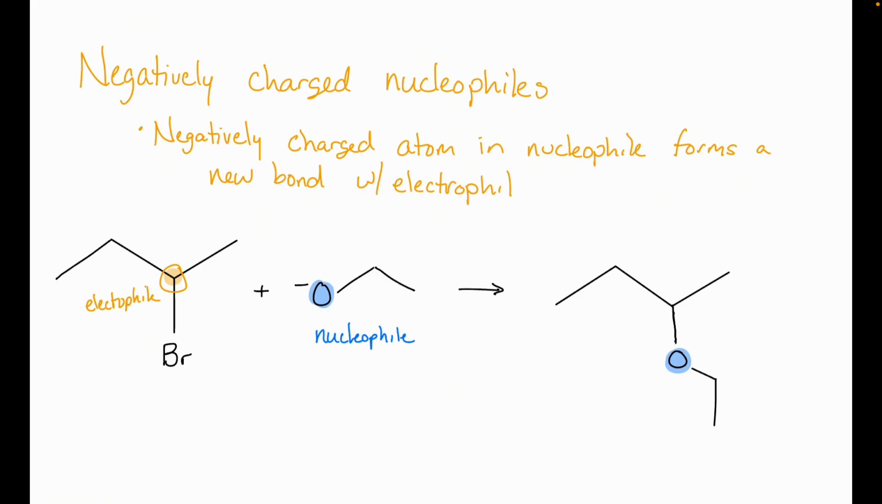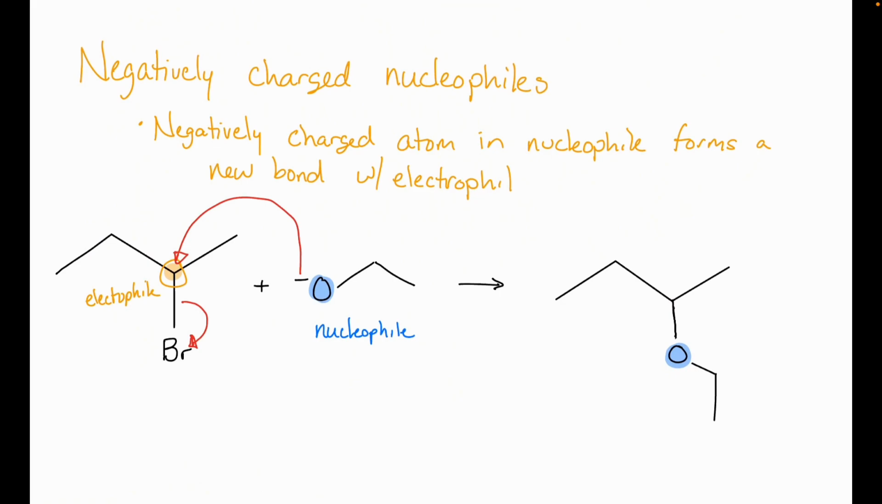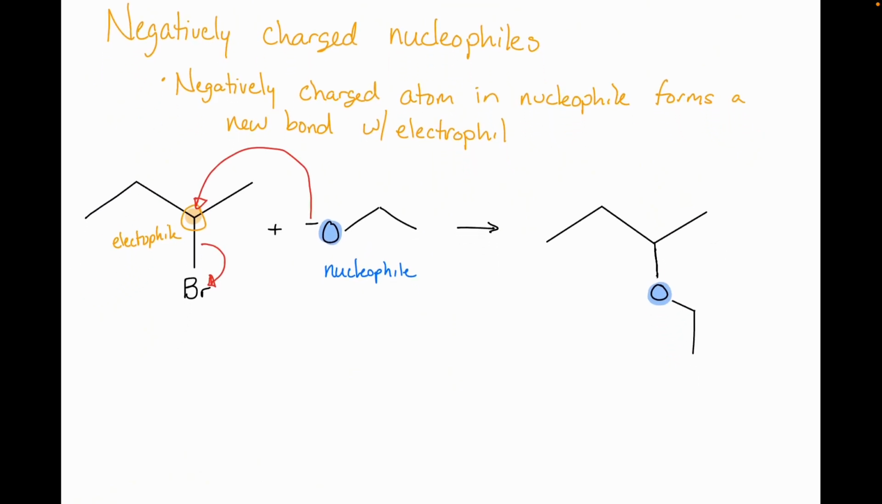We don't talk too much about mechanisms in this course, but just out of curiosity, what happens? This pair of electrons in this negative bond reaches out and grabs this carbon, and that in turn kicks off that leaving group. Mechanisms aren't something that I'm expecting you to know, but just FYI, in case you're curious as to how exactly this new bond is being formed.